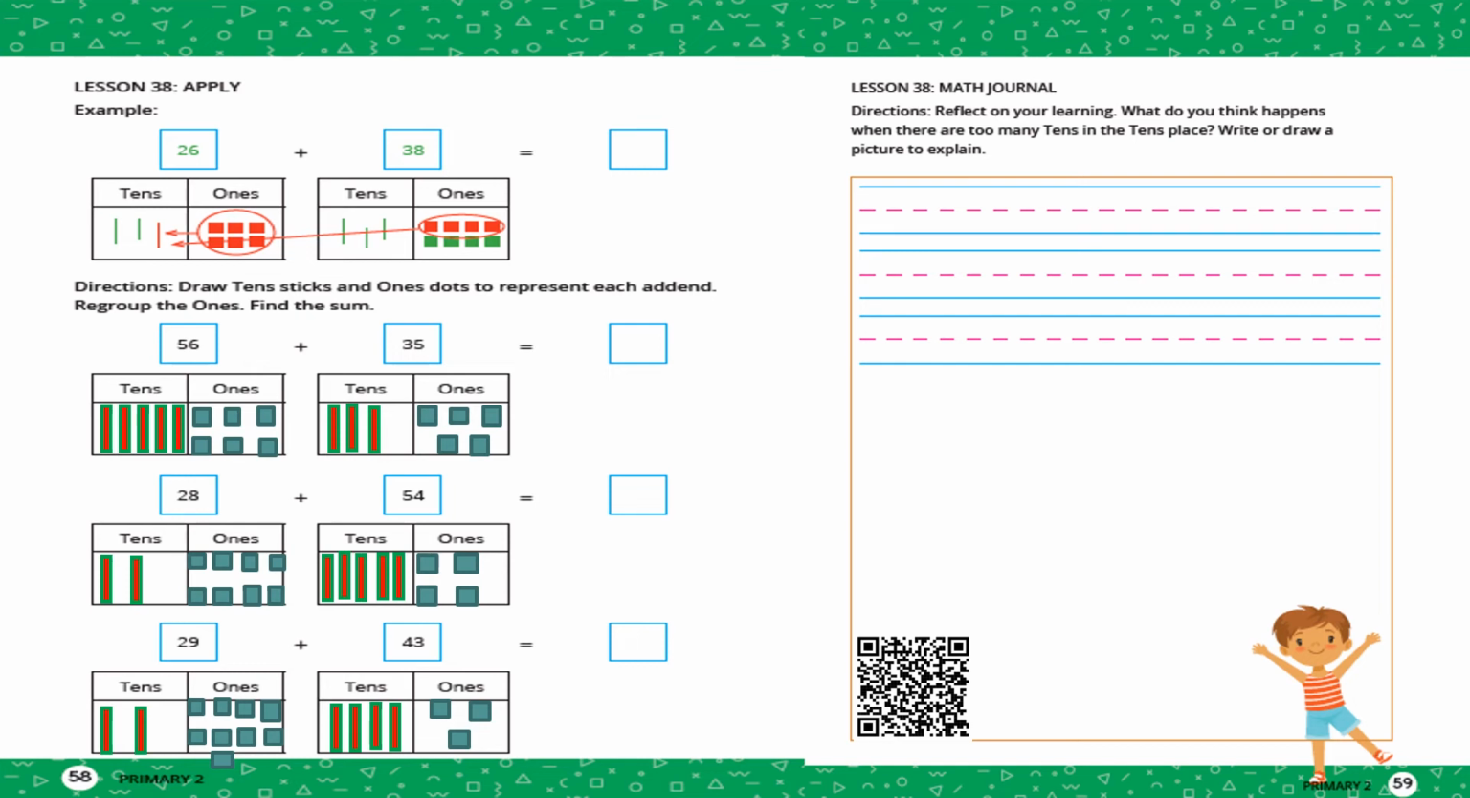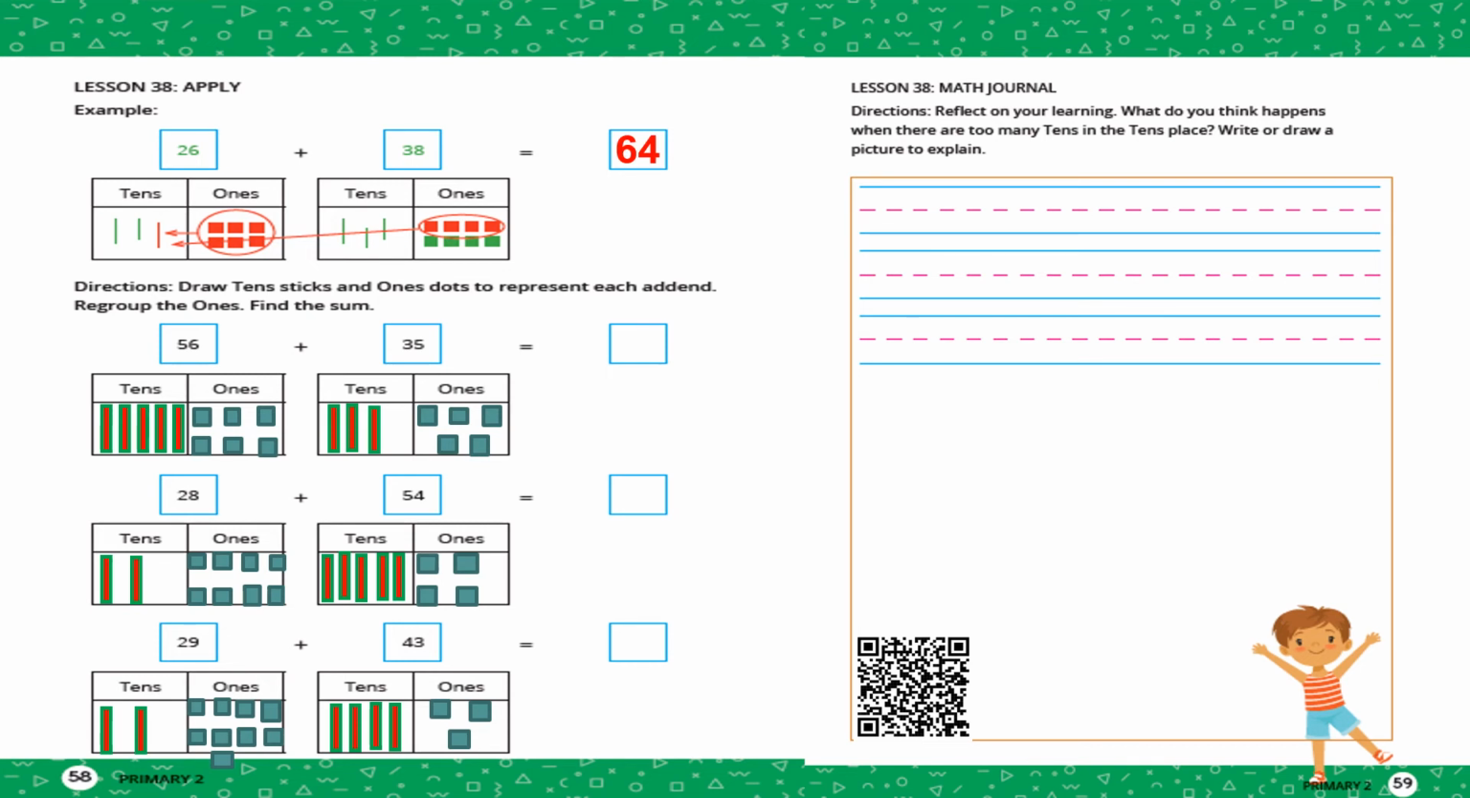Now we must regroup. 6 plus 8. After 8, 9, 10, 11, 12, 13, 14. I will write 4 and carry up 1 in tens. 1 plus 2 equals 3. 3 plus 3 equals 6. So the total is 64.